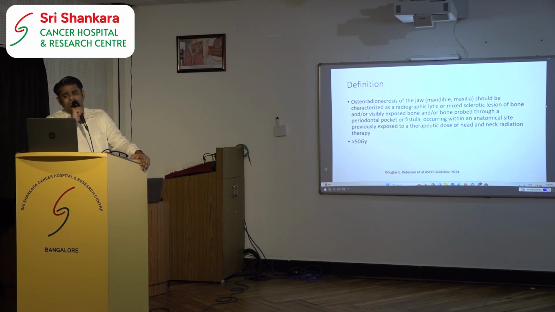This is the most commonly accepted definition now, given by the ASCO Guidelines 2024. It says osteoradionecrosis of the jaw should be characterized as a radiographic lytic or mixed sclerotic lesion of bone, or visibly exposed bone, or bone probed through a periodontal pocket or fistula, occurring within an anatomical site previously exposed to a therapeutic dose of head and neck radiation therapy. Usually the radiation dose is more than 50 grays.